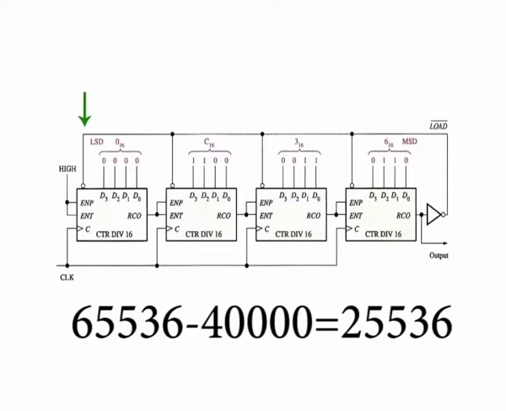Each time the count reaches its terminal value of 65,535, RCO goes high and causes the number on the parallel data inputs to be synchronously loaded into the counter with the clock pulse. Thus, there is one RCO pulse from the rightmost 4-bit counter for every 40,000 clock pulses. With this technique, any modulus can be achieved by synchronous loading of the counter to the appropriate initial state on each cycle.